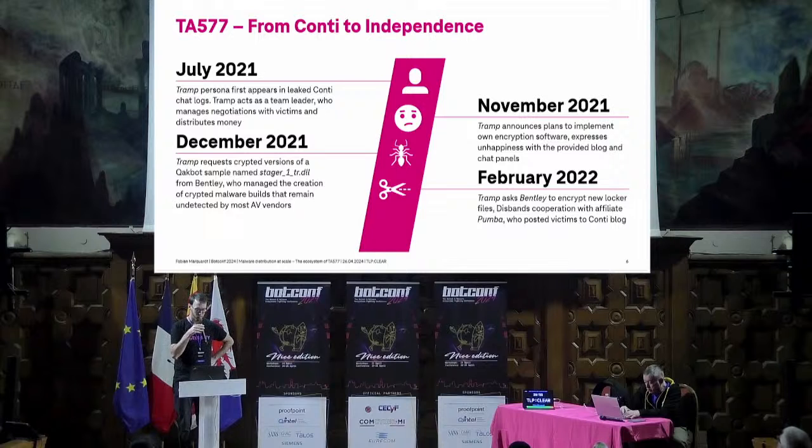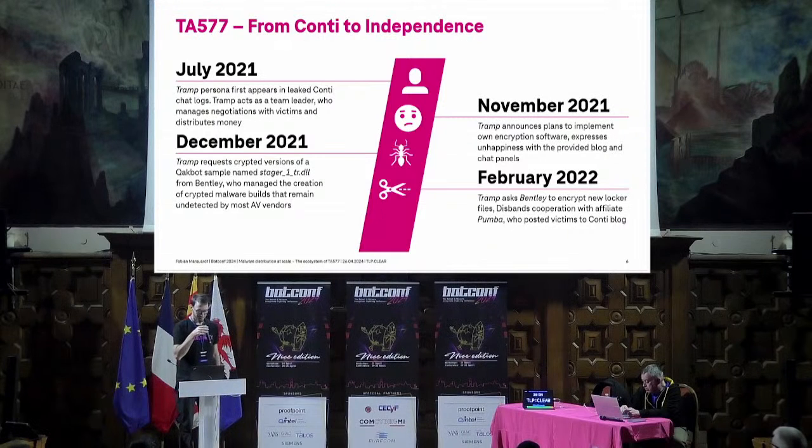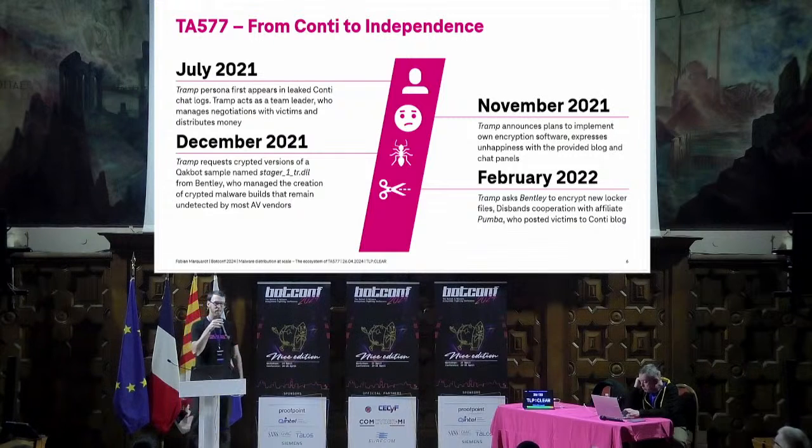And one important thing that I also added here, just for completeness: in December 2021, there was a really clear tie between this Tramp persona and the Quackbot botnet. He asked another member of the Conti group to crypt a sample named Stager1 TR-DLL. I think some of you might be familiar with the Quackbot TR botnet. This actor is also called the TR distro actor by some groups. So there's also a really clear tie to this organization, this botnet.